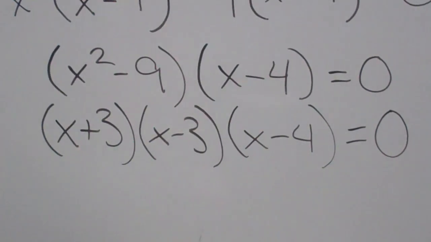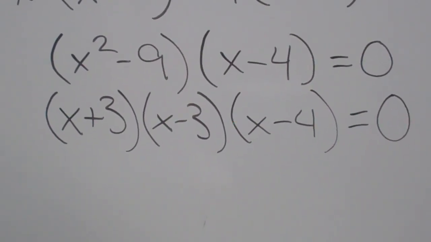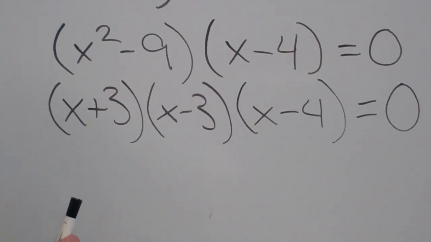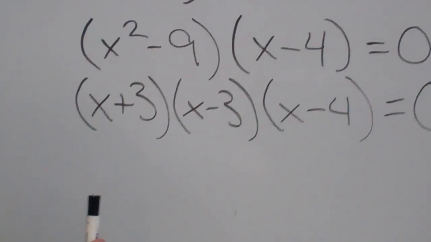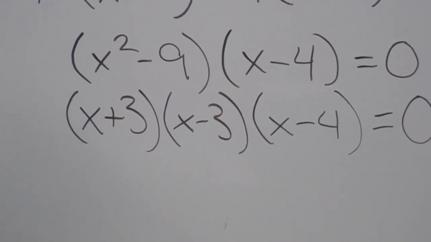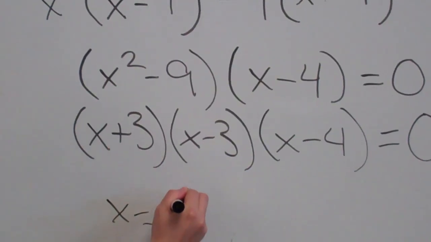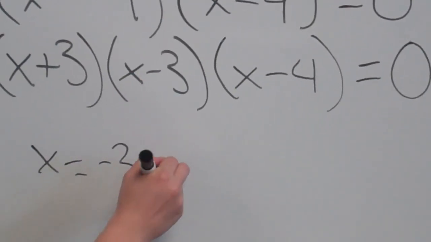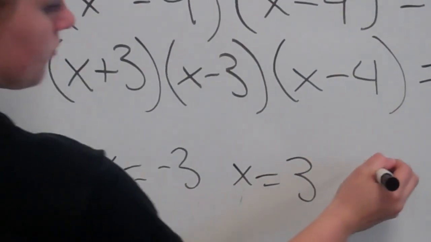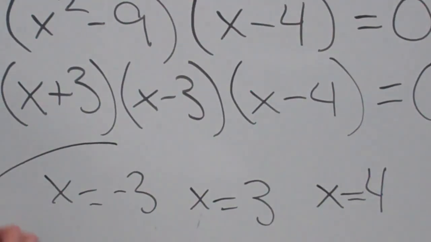So now that we've gotten it down to just x, we can find our solutions. And they're going to come from our parentheses, but one thing you have to remember is that when you're finding the solution, you just need to change the sign. So our answers are going to be x equals negative 3, x equals 3, and x equals 4. And that is how we solve.